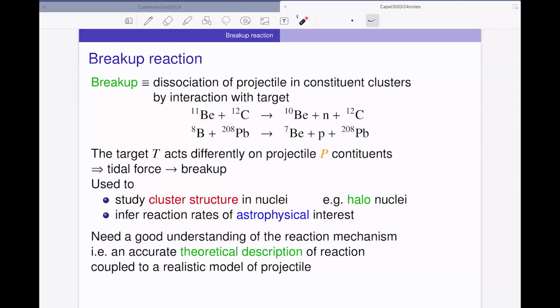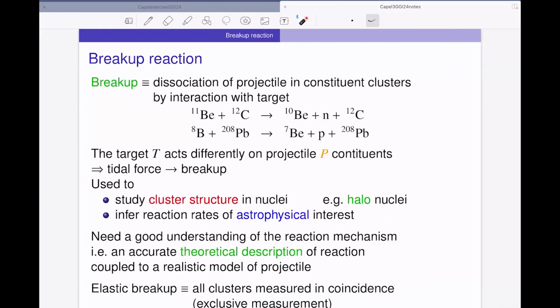You need to understand how the reaction proceeds, what the reaction mechanism is, and so you need a good description of the reaction, which includes a realistic model of the projectile. So you need both, but you can't go to too complex a description of the projectile, because otherwise it's too expensive.